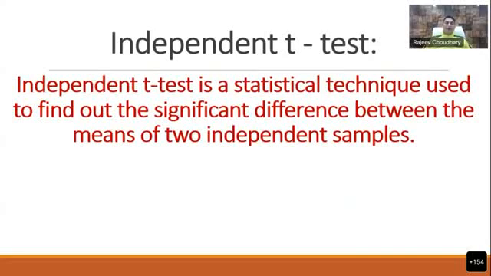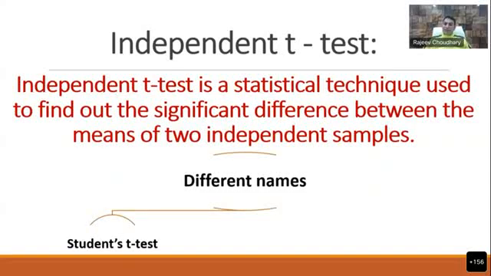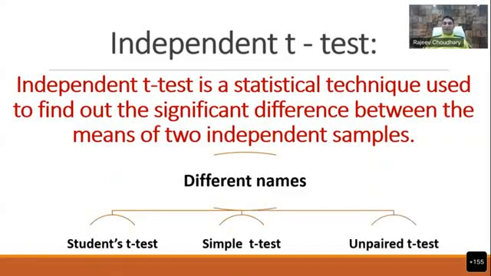I will discuss with a hypothetical example, but this independent T-test is known by different names. If we study different literature and books, it is given different names by different authors. This independent T-test is also known as student's T-test, the simple T-test, and unpaired T-test. So it is known by three different names: students, simple, and unpaired.